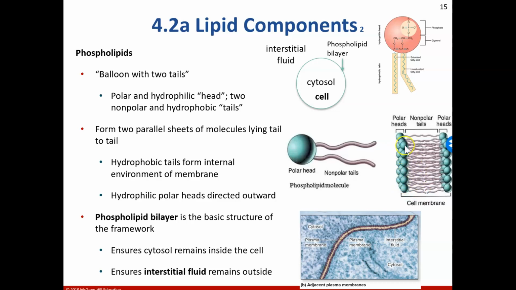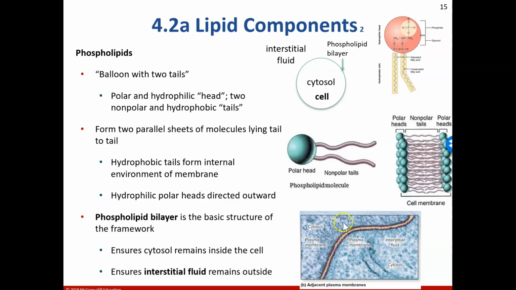They're lined up like soldiers, right? And then we're going to have another row in the opposite direction so that we form this phospholipid bilayer. Our hydrophobic tails form this internal environment here so it can hide from the water, and our hydrophilic heads are going to be directed outward. This phospholipid bilayer is the basic structure of the framework of our plasma membrane. It helps ensure that our cytosol is remaining inside the cell, and our interstitial fluid is going to remain outside of the cell.